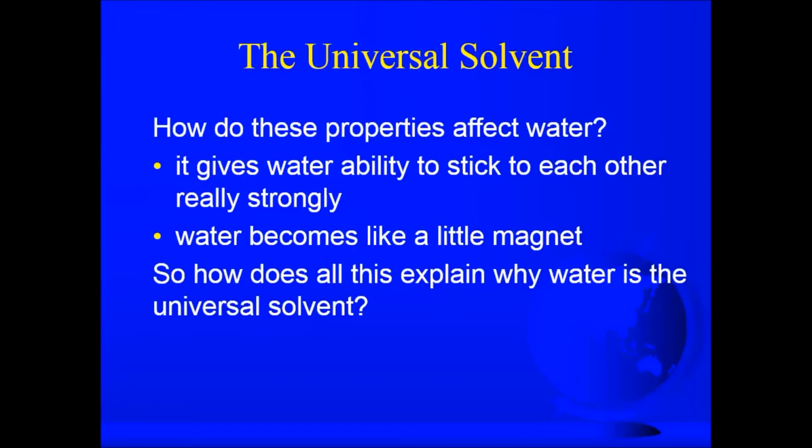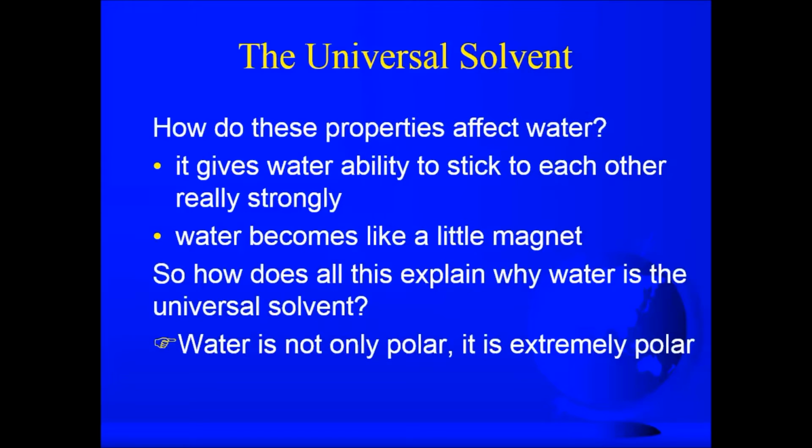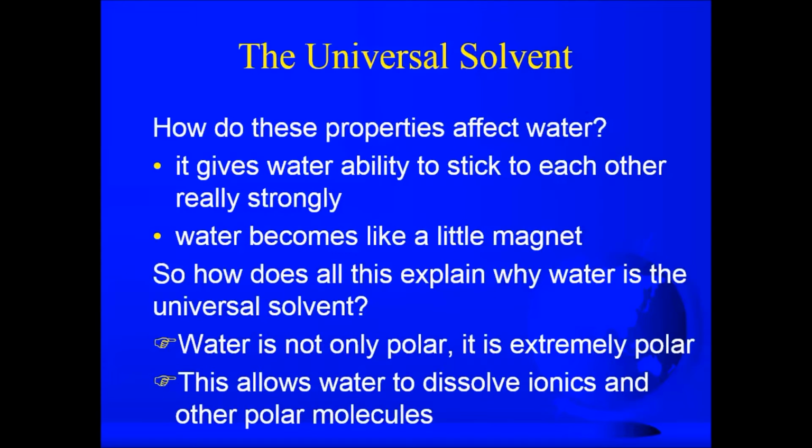So how does all of this explain the concept of universal solvent? Well, water is not only polar, water is very polar. Actually, hydrogen is pretty, but she's not too pretty. Oxygen is gorgeous. So this water is actually very close to being an ionic bond. It's not, but it's close. So water is extremely polar. This allows water to dissolve ionic and polar covalent bonds.